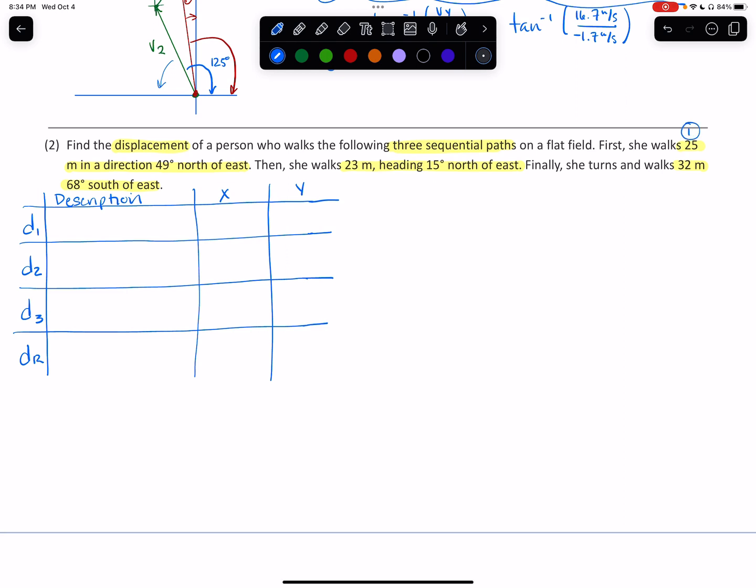This is going to be vector 1. So we have 25 meters, and we're moving at 49 degrees north of east. Then we have a second vector where they're moving 23 meters at 15 degrees north of east. And then we have a third vector where we're moving 32 meters at 68 degrees south of east. So there are 3 pieces. So we're going to need to draw this.